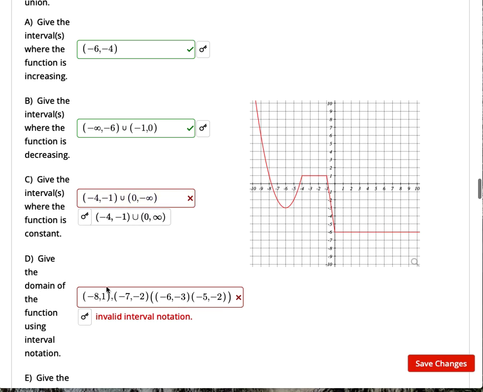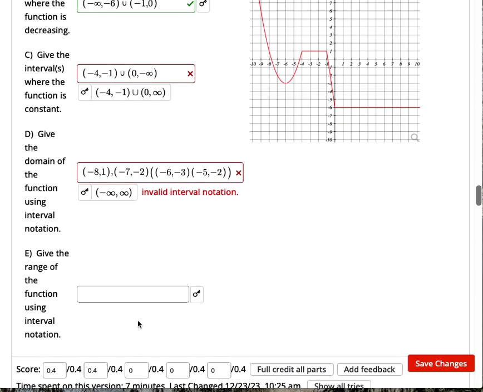And then on D, give the domain of the function. So when it keeps going like that, and it should really have an arrow, but I think the computer just doesn't draw an arrow, it's implied that it's going on forever. So if this is going forever to the negative, and this over here is going this way forever, then that means the domain would be negative infinity to infinity, or all real numbers.